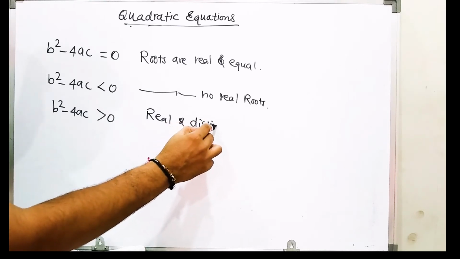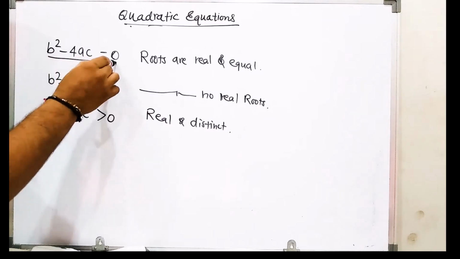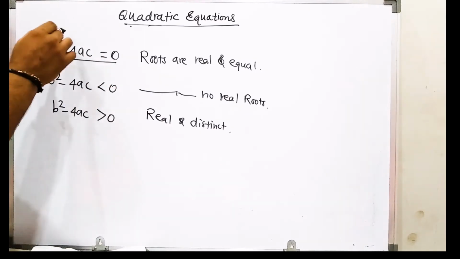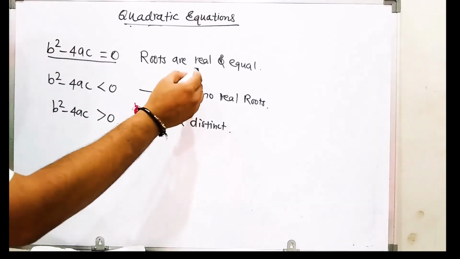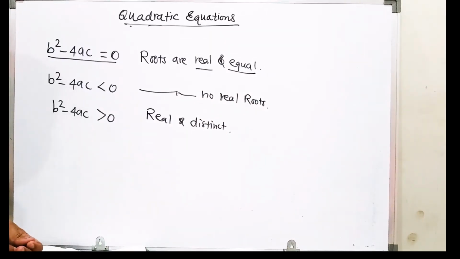Now distinct means different roots. In this case, if discriminant is equal to 0, then the roots are real and equal. So the equation will be having equal roots. Now let us see how we can determine the nature of the roots by taking one example.